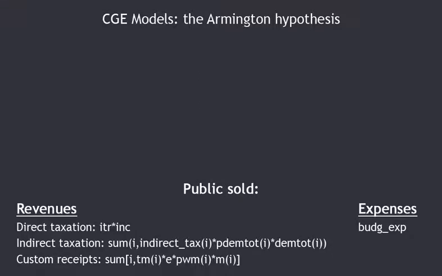Concerning the public balance, you have to keep in mind that on the revenue side you've got direct taxation ITR multiplied by INC. Then you've got indirect taxation, which is sum over I of indirect_tax I multiplied by P dem tot in sector I multiplied by dem tot in sector I, and the custom receipts, which is simply sum over I of exchange rate multiplied by the import duty TM in sector I multiplied by the world price PWM in sector I multiplied by M in sector I. On the expenses side, you simply have the value of these expenses, which is called budge_exp.